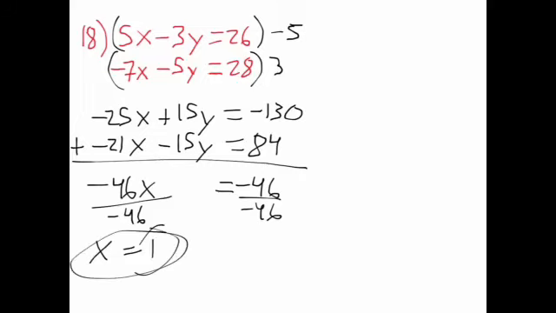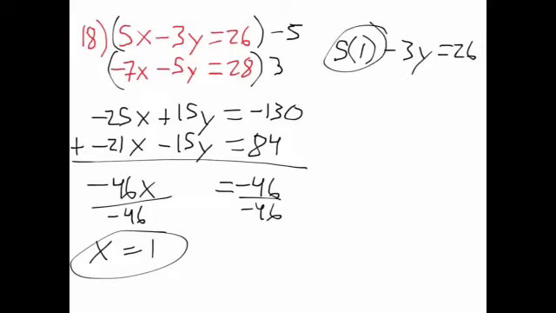So now I have that my x value is 1, I'm going to take that and plug it into my original first equation to figure out what my y is. 5 times 1 is just 5, by the way. Subtract the 3y is going to give me 26. 28 equals 5 times the 1, which is going to be 5.